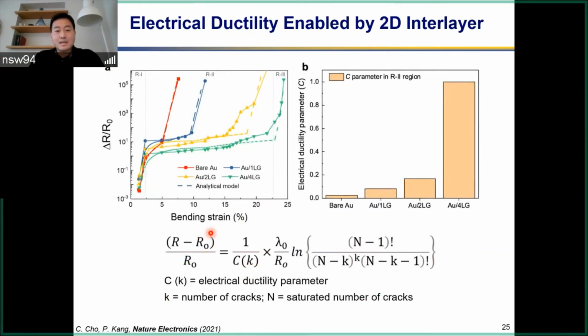And you can actually understand why this plateau, why this resistance stabilization happens, by adopting a model. It's not exactly the same, but this type of percolation model can fit this really well. And we were able to define something called the electrical ductility parameter. When this parameter is high, you become much more electrically ductile. So basically, we're able to fit the resistance-strain curve similar to these power law type behaviors in the stress-strain analogy.